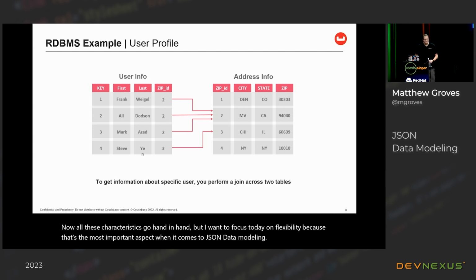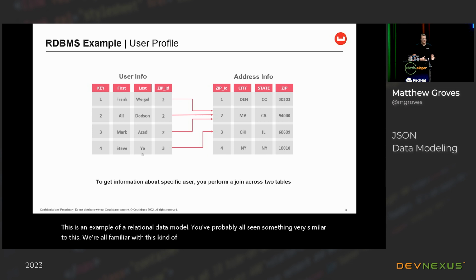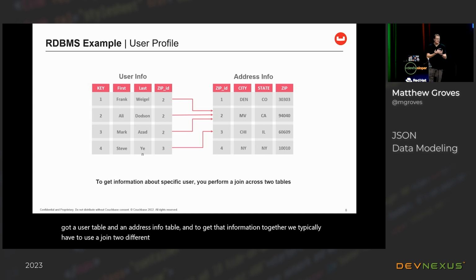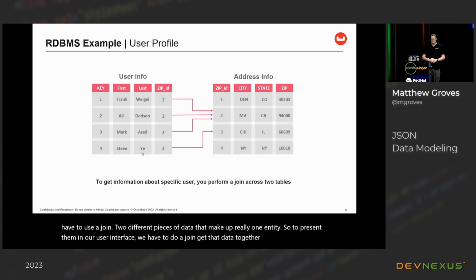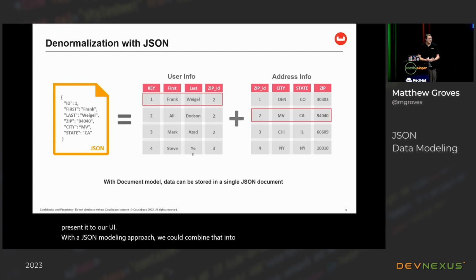This is an example of a relational data model. You've probably all seen something very similar to this. We're all familiar with this kind of approach. This is an example of 2 tables. We've got a user table and an address info table. And to get that information together, we typically have to use a join. We have 2 different pieces of data that make up really one entity. So to present them in our user interface, we have to do a join, get that data together, and then present it to our UI. With a JSON modeling approach, we could combine that into one document instead.